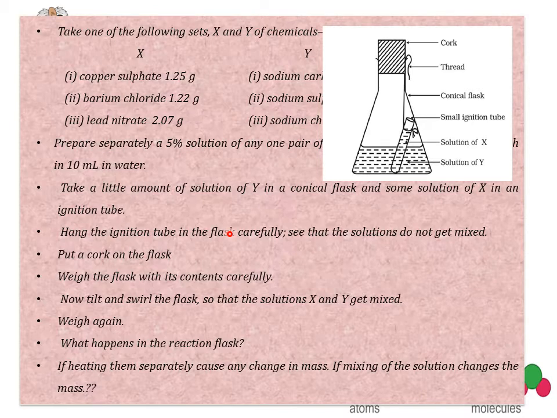Now hang the ignition tube in the flask carefully, just as shown in the figure, and see that the solutions do not get mixed. Put a cork in the flask. Now weigh the flask with its contents carefully. Now what to do? Tilt and swivel the flask so that the solutions get mixed. Weigh again. What happens in the reaction flask?